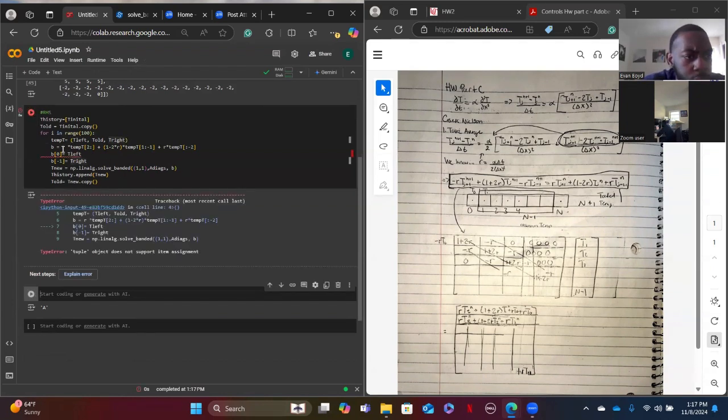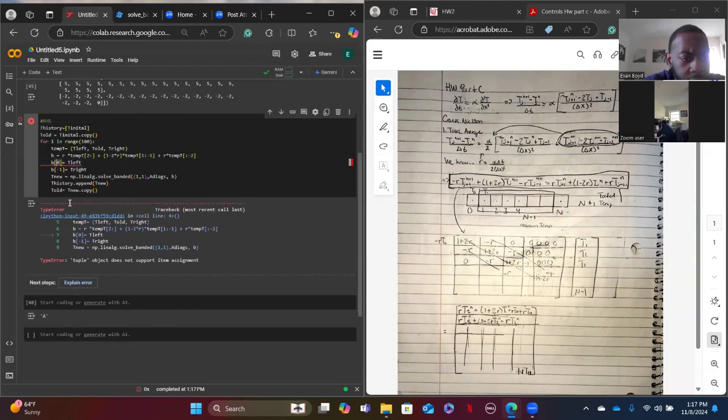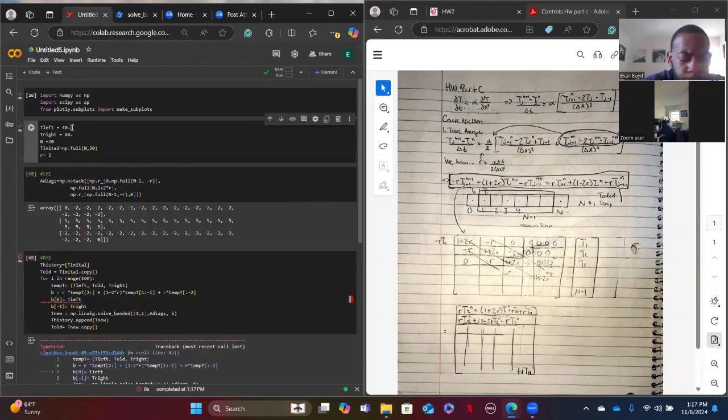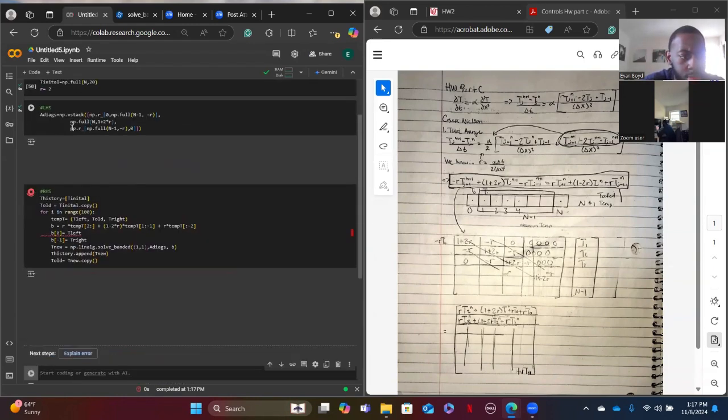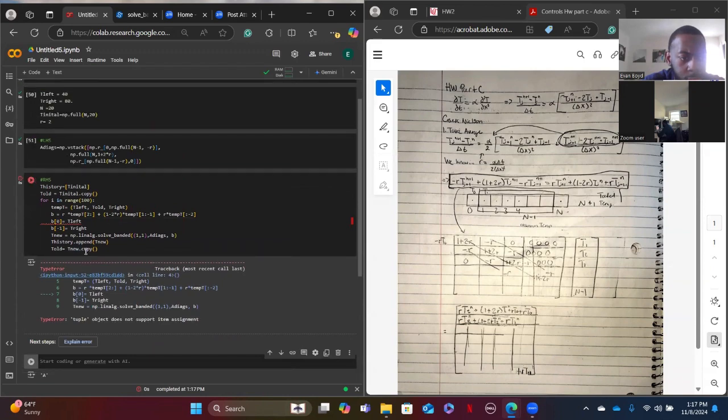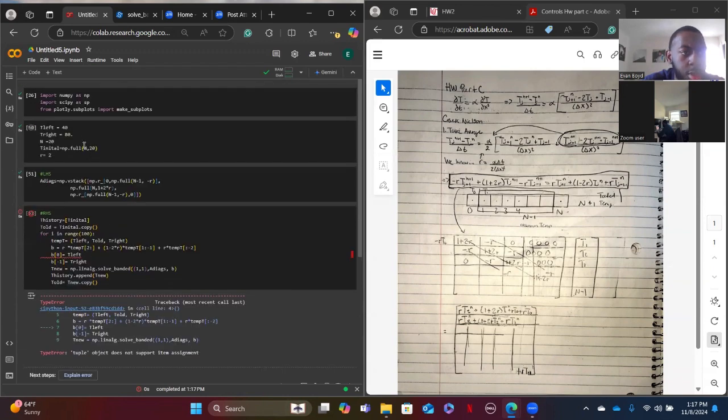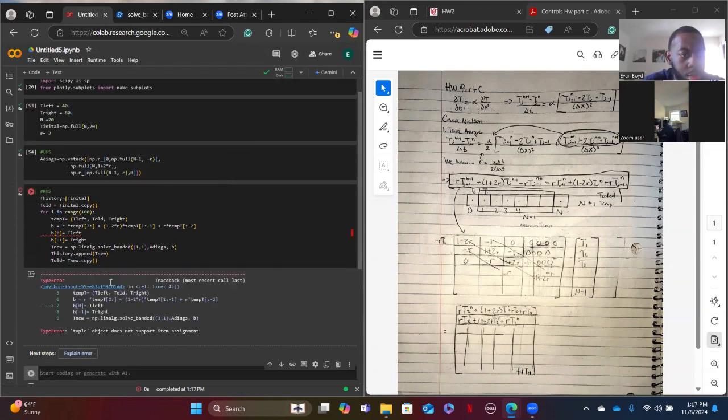And T left as a tuple. Why does it say that? It should be fine. I don't know why it's saying that. As a tuple, this tuple object does not support item assignment.